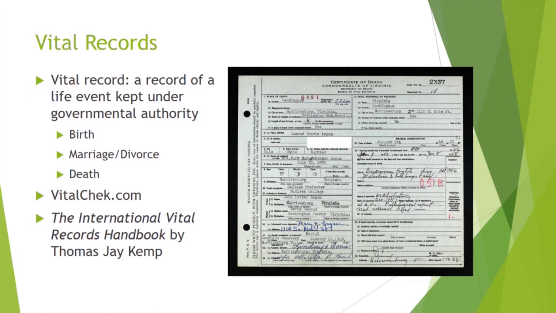If you're not sure how to request records for a particular locality, we have a really great resource at the reference desk at the Central Branch called the International Vital Records Handbook by Thomas J. Kemp. And it tells you who to contact and what information you need in all 50 states and internationally. So it is a really helpful resource if you're trying to track down vital records.